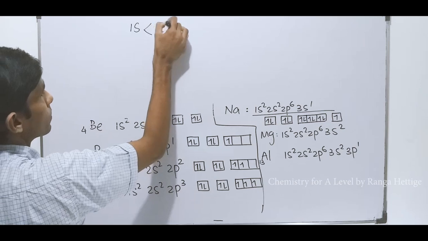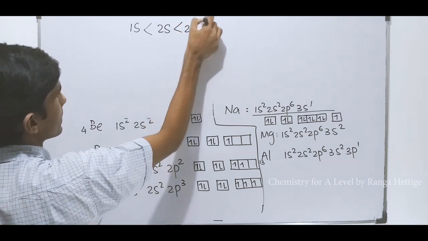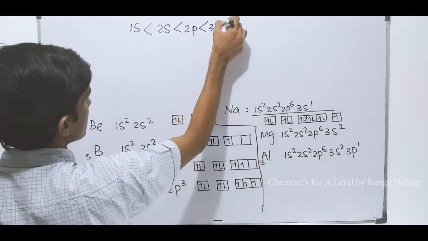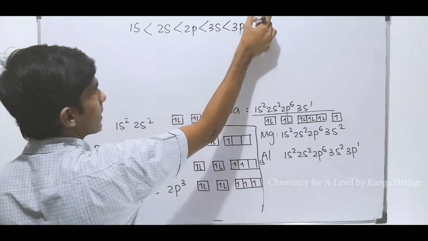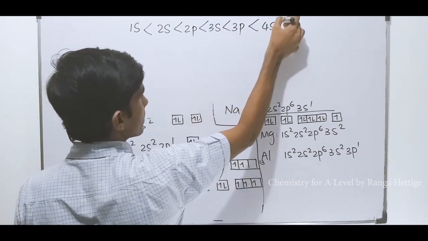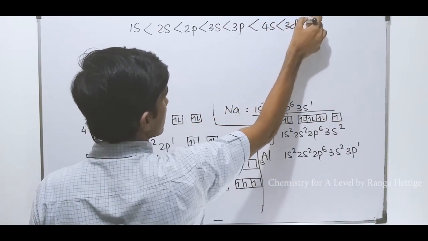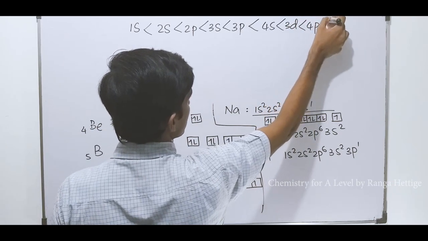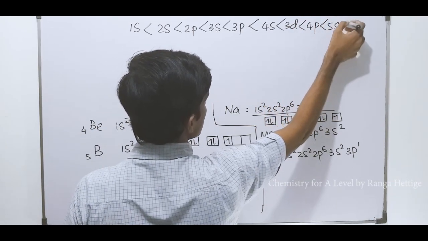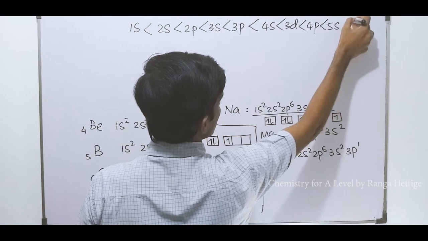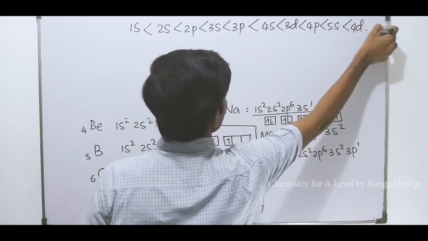1s, 2s, 2p, 3s, 3p. After that, we know that 4s, 3d, 4p, 5s, 4d, like this.